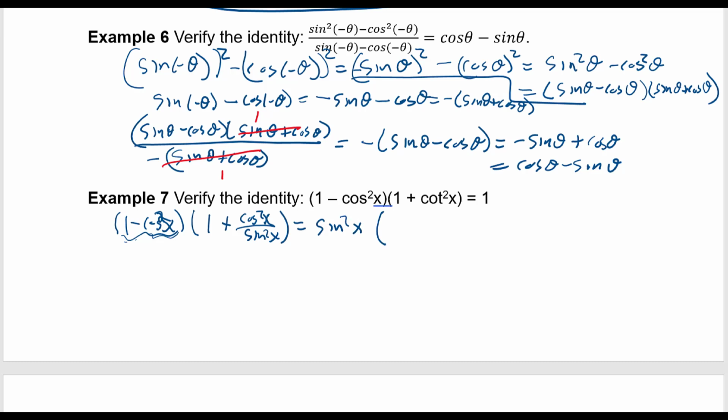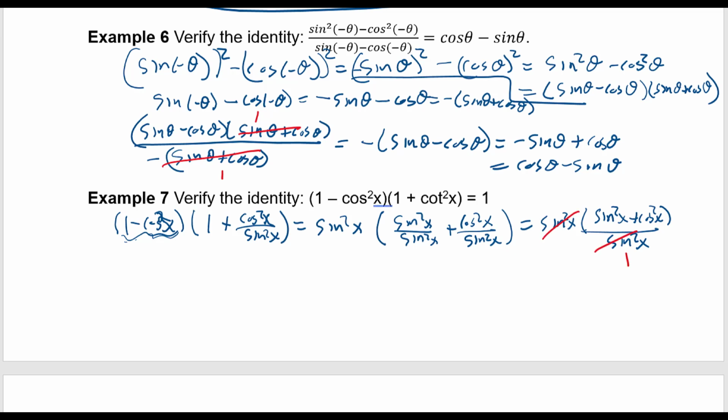So if I can write this with sine squared as the denominator, then I'm going to have sine squared x over sine squared x plus cosine squared x over sine squared x. So I'm going to have sine squared x on the outside times sine squared x plus cosine squared x over sine squared x, because that's the common denominator. The sine squared x's divide out, and I'm left with sine squared x plus cosine squared x, and that's what? 1 by the identities. Okay, there we go, kind of fun.